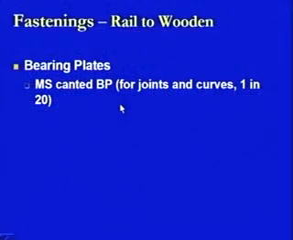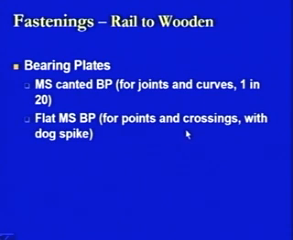These bearing plates are available in different forms. They are the mild steel canted bearing plate. Canted bearing plate is a plate where 1 in 20 slope is provided, because the rails have to be placed at this slope, so that there is no problem because of the coning of the wheel and the rail sections being provided. And mostly these MS canted bearing plates are provided on joints or on the curves.